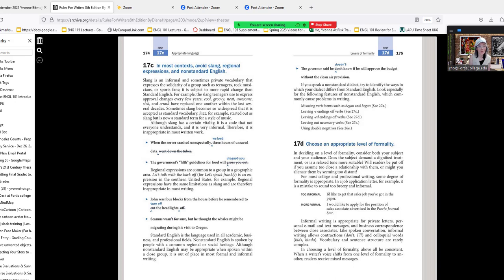When the server crashed unexpectedly, we lost 3 hours of unsaved data. Instead of saying 3 hours of saved data went down the tubes, that's slang. So instead, you want to replace the slang with standard English. Instead of saying everything went down the tubes, you would say everything was lost.